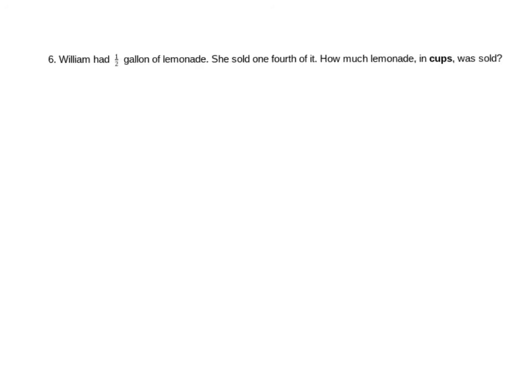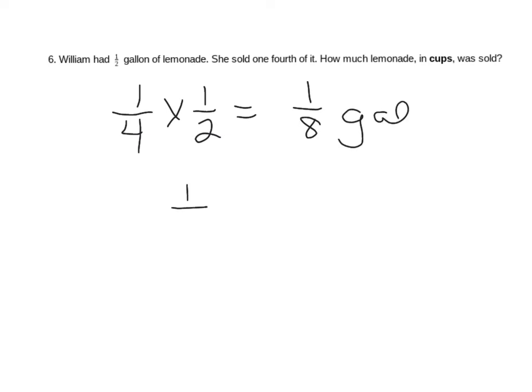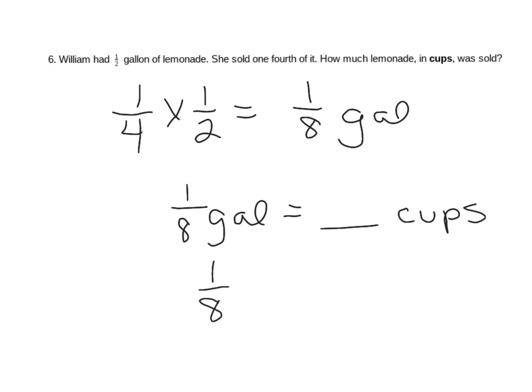William had a 1/2 gallon of lemonade. He sold 1/4 of it. How much lemonade in cups was sold? So he sold 1/4 of the 1/2 gallon. So 1/8 is in gallons, and we want to know how many cups that is. So we need to change 1/8 gallons to cups. So we need to figure out how many cups are in a gallon because we know gallons is big. Okay, so we're going to be multiplying. Big to small is multiply. So we need to do 1/8 times how many cups are in a gallon.